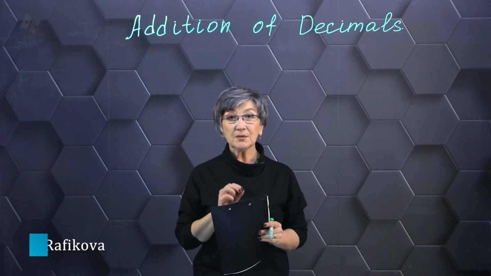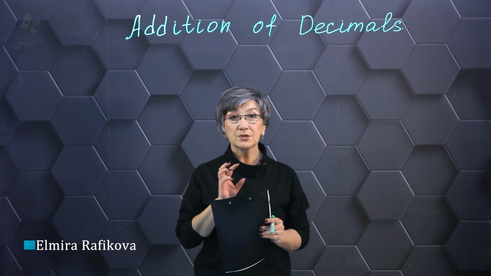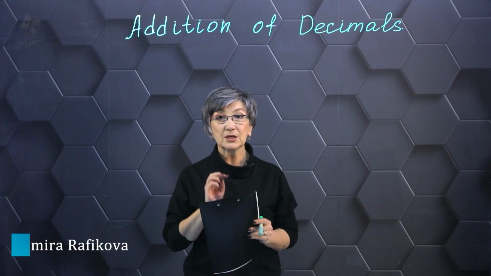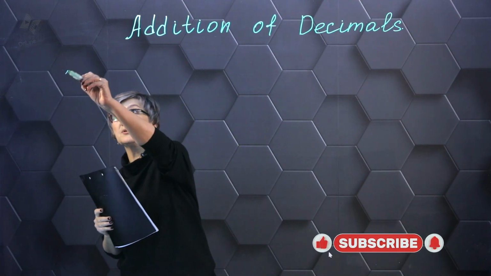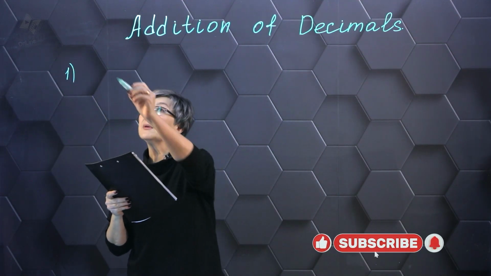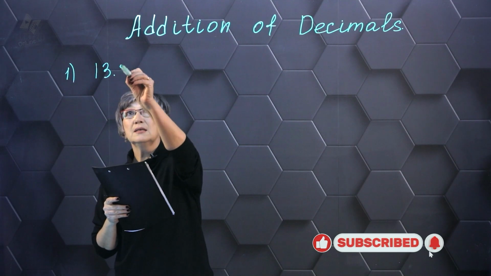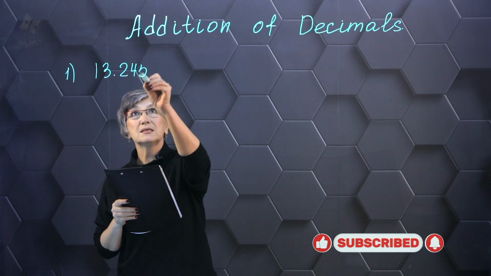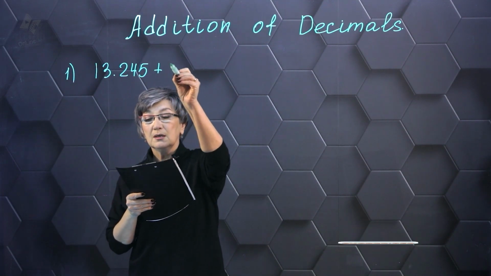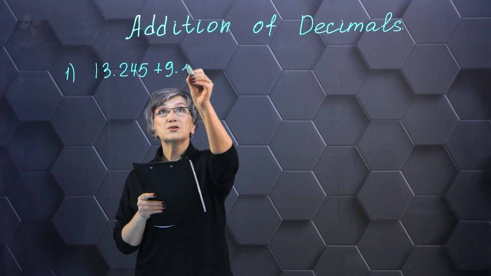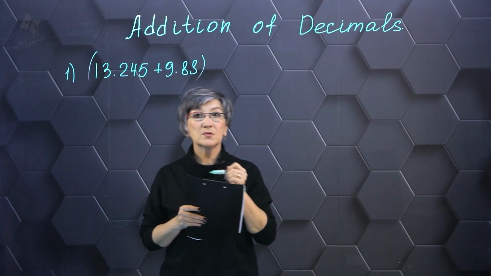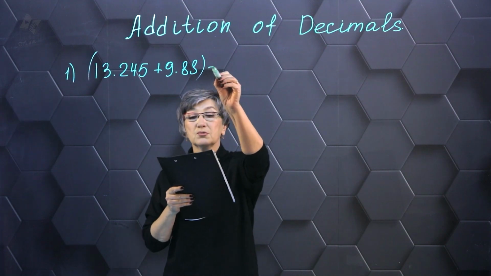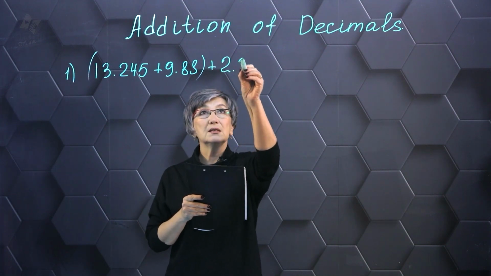Hello! Today in the lesson we will look at an example where we need to add 3 decimal fractions. What should we do in this case? Let's write down this example. So 13 whole 245 thousandths plus 9.88 hundredths. That amount is written in parentheses, and that plus 2.34 hundredths.